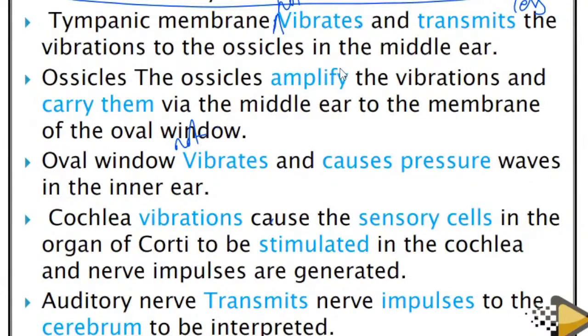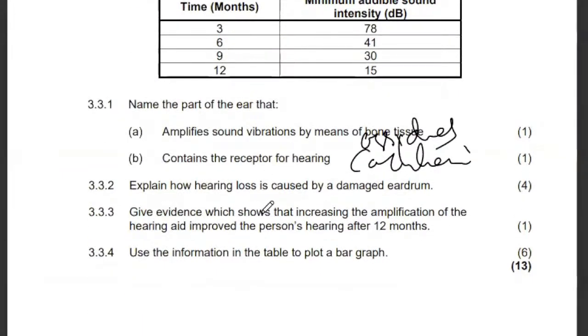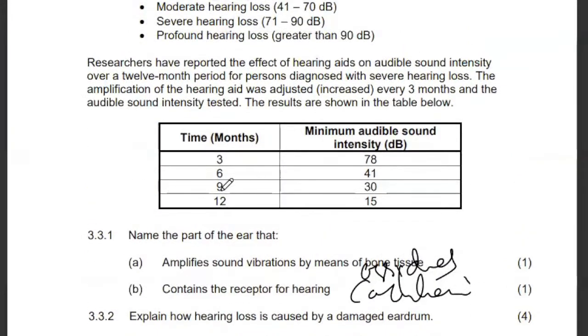So basically, they just cut off the first one and then brought this, and they want you to write it in a negative way, not in a positive way. So that's what they were looking at in that question. Then they're saying, give evidence to show that increase in amplification of hearing aid improves the person's hearing after 12 months. So after 12 months, what happens?